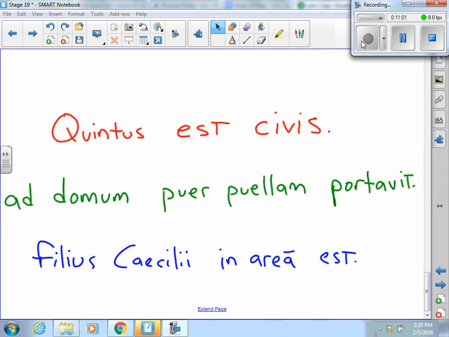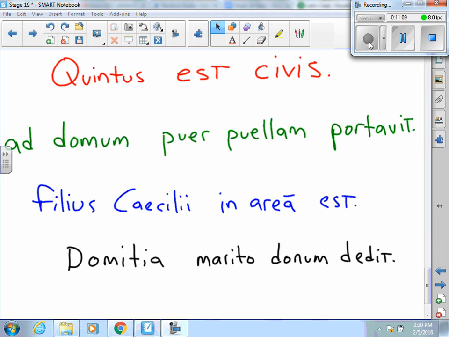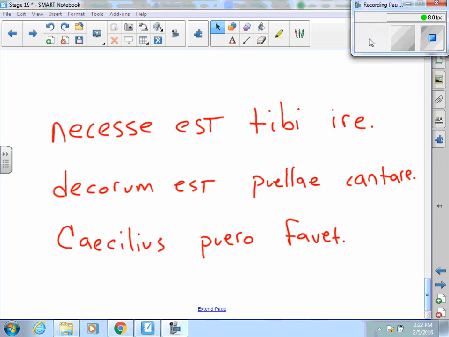I did leave out the dative. Let me go do one of those. Here I have Domitia as my subject. I have marito, that is our dative as an indirect object. So I have Domitia gave a gift, that's accusative direct object, donum, to her husband, that is the dative indirect object. This is the dative being used with special verbs or special verb constructions.